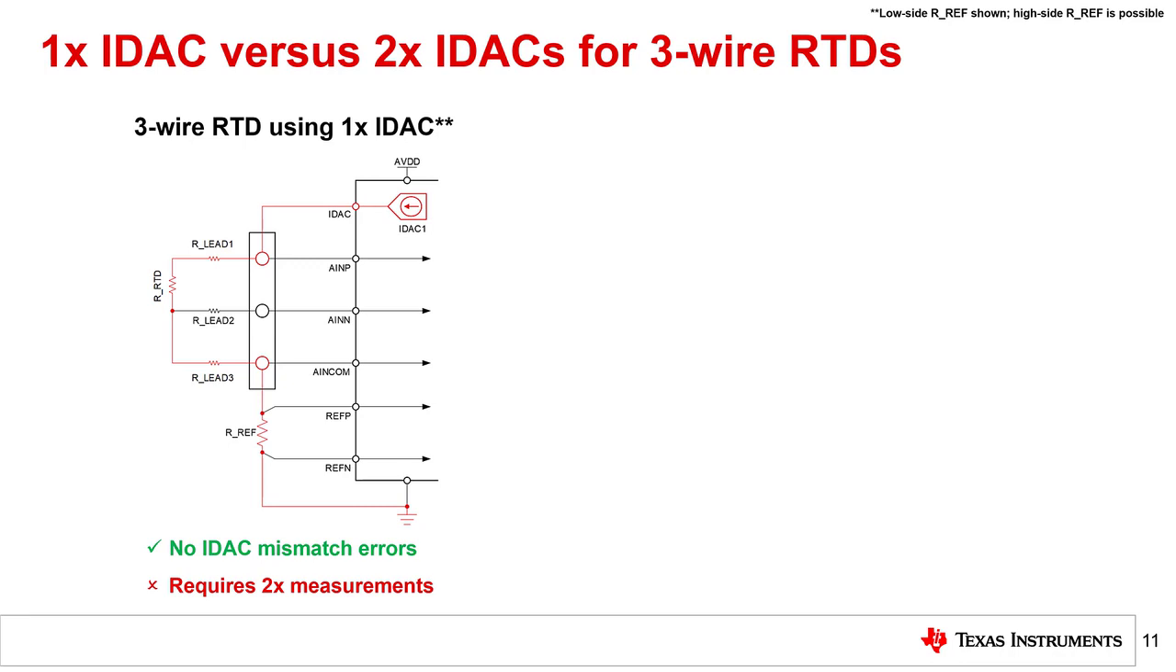The benefit of this method is that it avoids any mismatch error between the 2 current sources. The challenge with this method is that it requires 2 measurements, which doubles the measurement time compared to the 2 IDAC method.